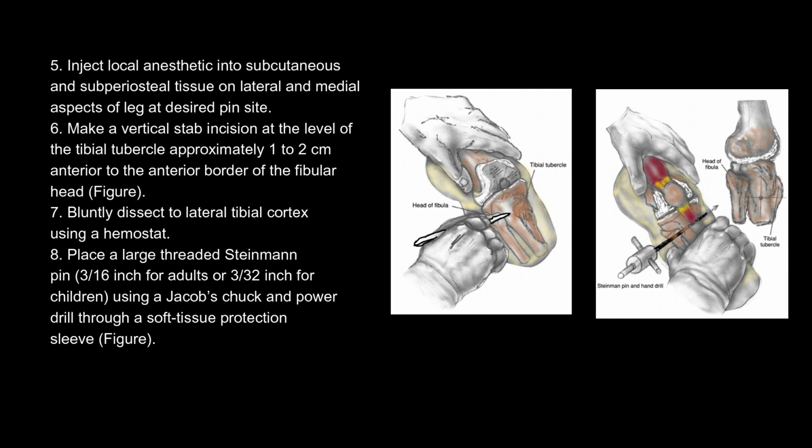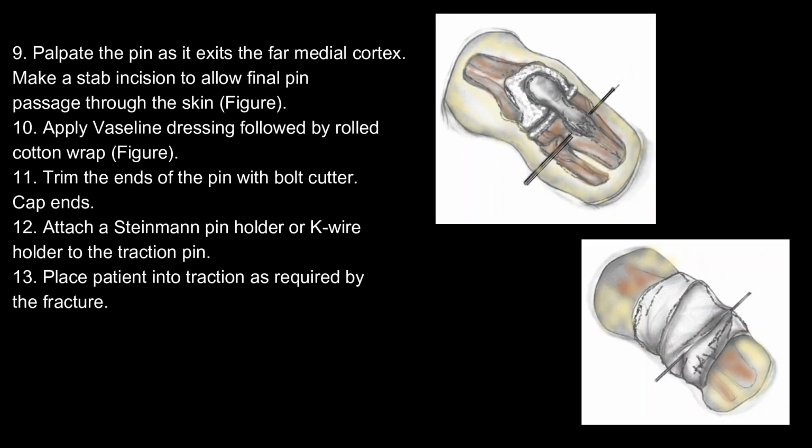8. Place a large threaded Steinmann pin, 3/16 inch for adults or 3/32 inch for children, using a Jacobs chuck and power drill through a soft tissue protection sleeve. 9. Palpate the pin as it exits the far medial cortex. Make a stab incision to allow final pin passage through the skin.